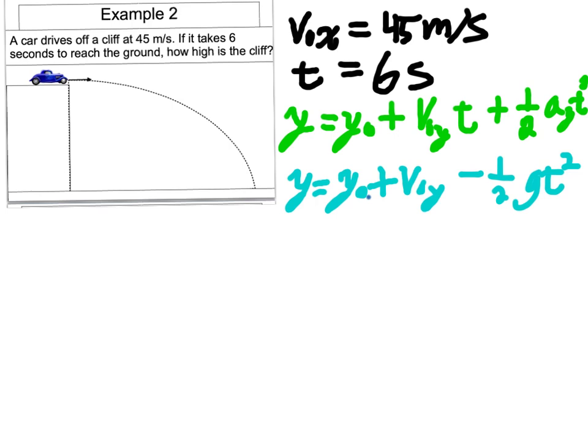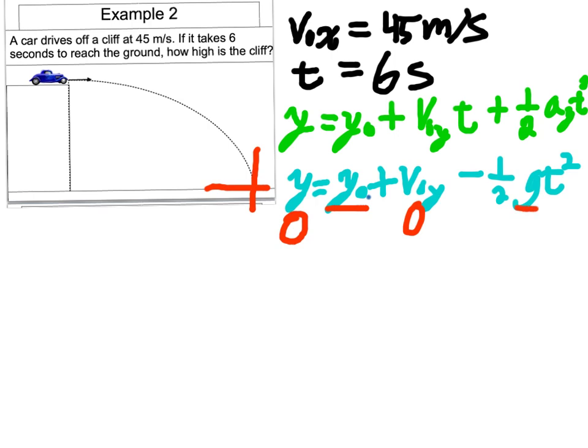Now let's see if there's anything I can get rid of. The car is going to hit the ground, which means that its final y position is 0. Let's set the origin at the ground, so down here is my origin. y0 is what I'm looking for. I can't eliminate that. I want to know how high it started out. It has no initial y velocity. All of its velocity is in x, so that's 0. And we already said acceleration is g.